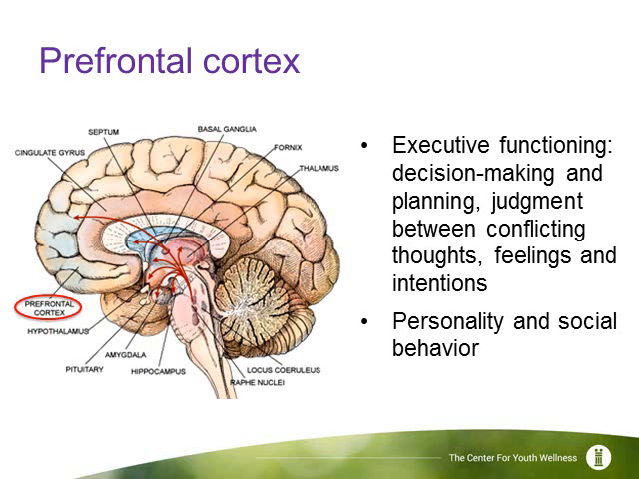Prefrontal cortex. The prefrontal cortex is considered the most evolved part of the brain. As the name implies, it's located at the very front part of the cortex, sitting just behind the forehead. It's responsible for complex decision-making and judgment, personality and social behavior, and judgment between conflicting thoughts, feelings, and intentions. This set of abilities is referred to as executive functioning.